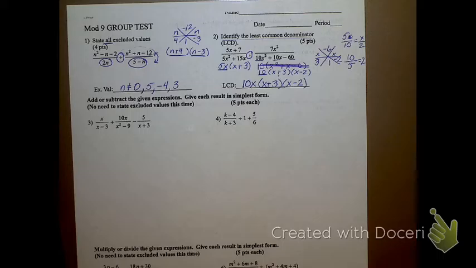Okay? So if you had a 3 and a 6, the LCD would be the 6. Okay? What if you had 5 and 20? 20 would be the smallest number that would be on both lists. What if you had 3 and 8? 24 would be the smallest number that both of them would have on their list, or that would be divisible by both. Okay?